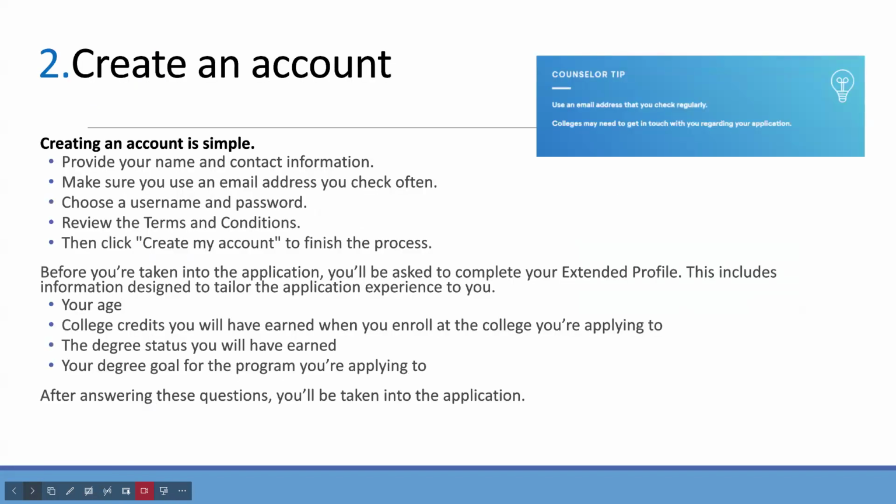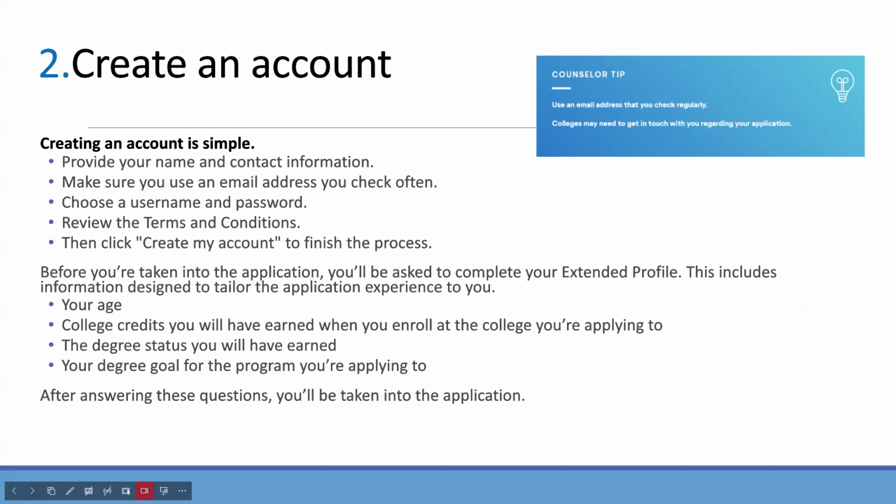You're going to create an account, and creating an account is pretty simple. You're going to provide your name and contact information. You want to make sure that you use an email address that you check regularly. I do not recommend using your CCDC email address because when you're not enrolled in classes, you don't have access to that account. So I would use Gmail or Hotmail or Yahoo or whatever. You're going to create your username and password, review the terms and conditions, and then create your account.